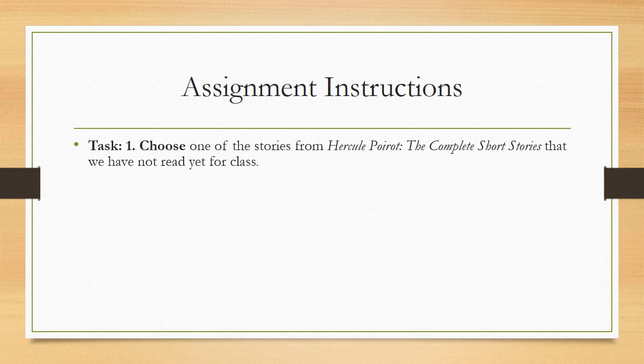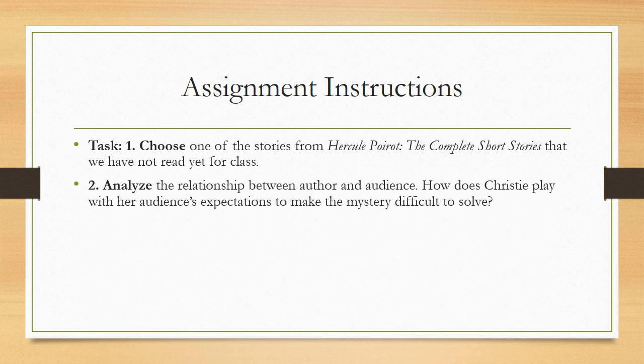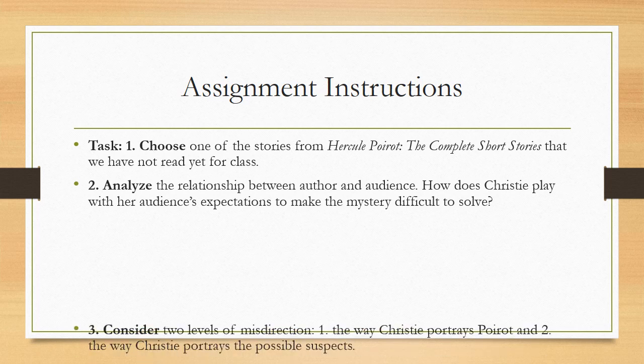So you choose a Hercule Poirot story you've not read yet. Analyze the relationship between author and audience. Remember, Christie really uses her immense understanding of audience to direct the reader's attention away from the clues that could help you solve her difficult mystery. That's how she makes a mystery difficult. And her deep understanding of audience is why she's our case study for rhetorical analysis, because you need to get better at relating to your audience. We all do. And she can help us. She's a master at it.